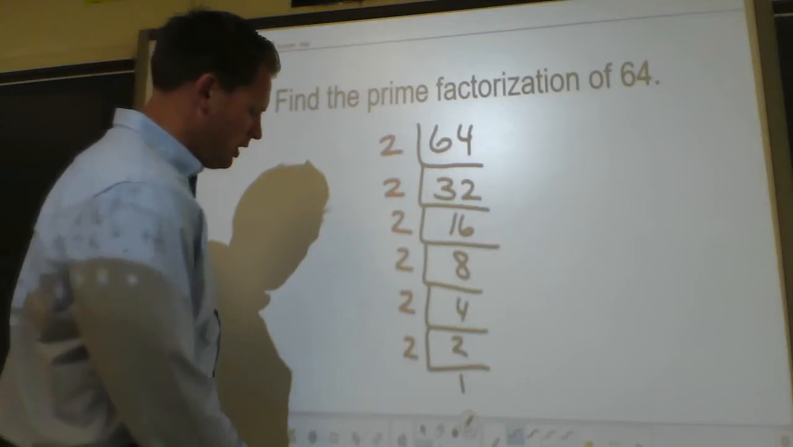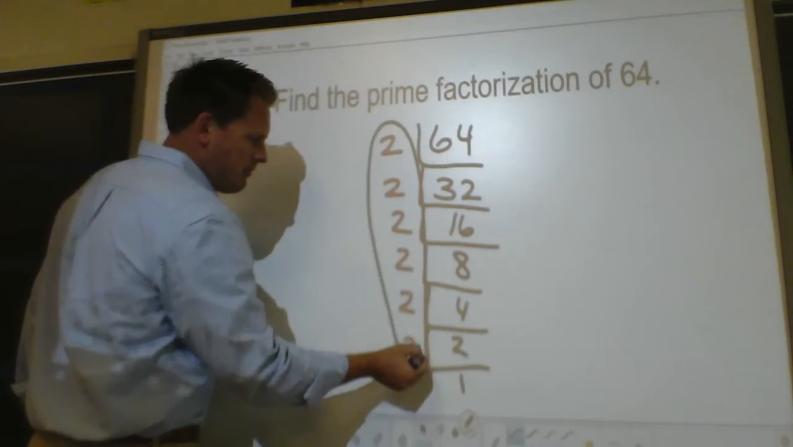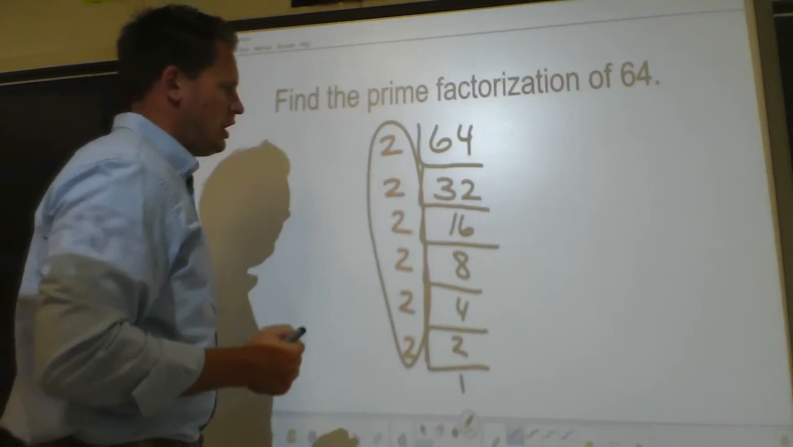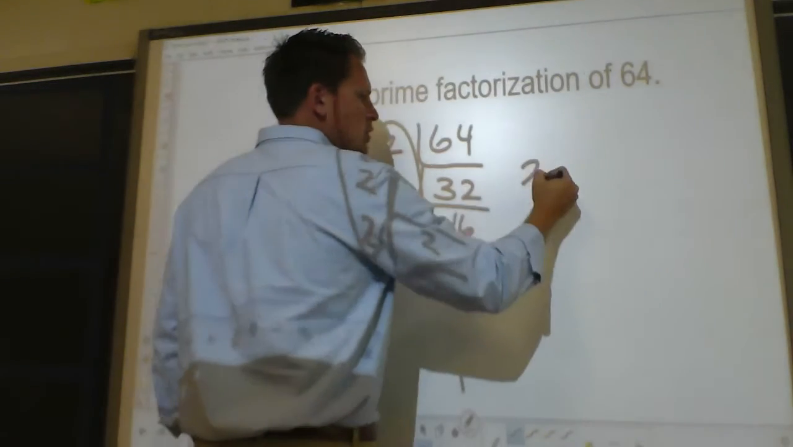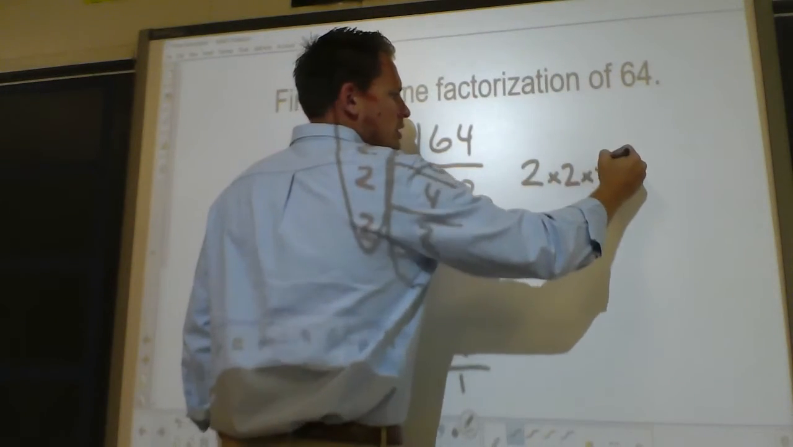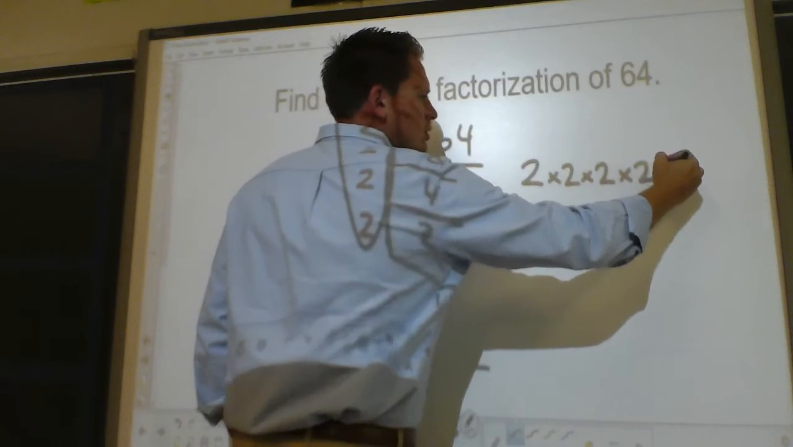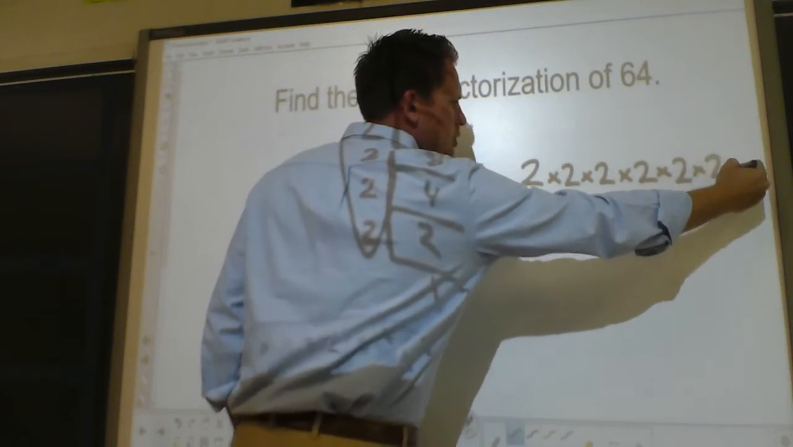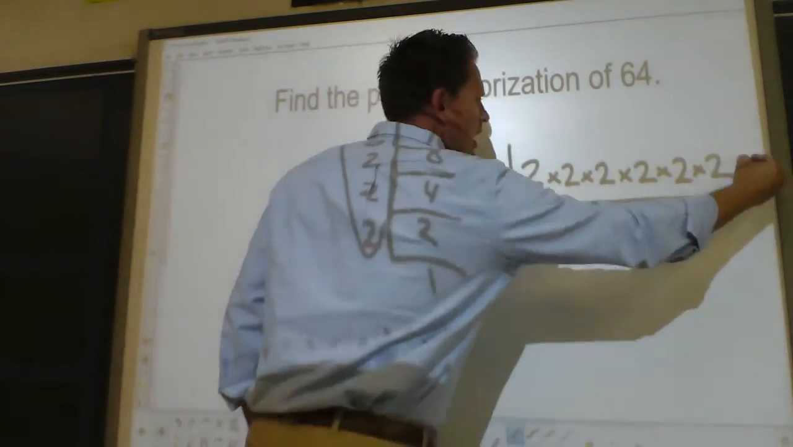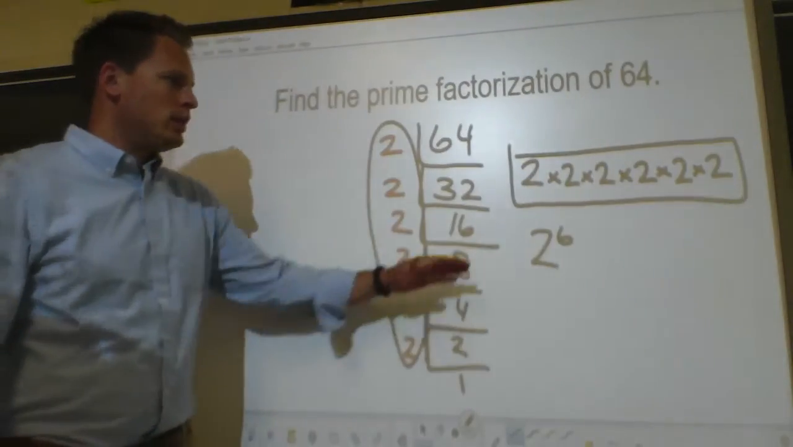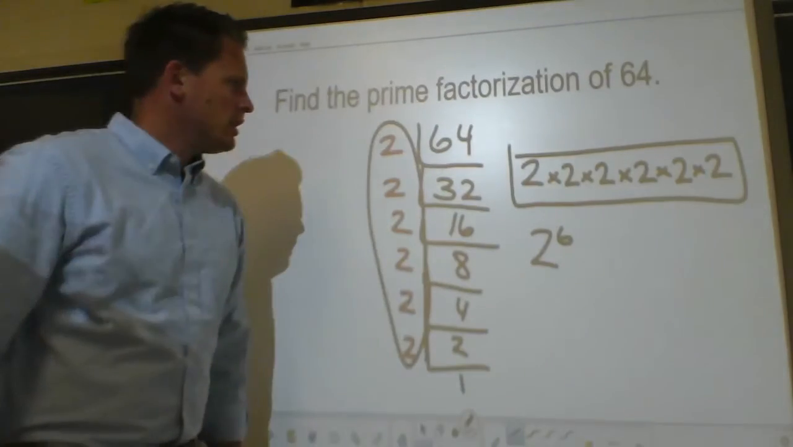I now need to put all my prime factors into a factorization. 1, 2, 3, 4, 5, 6. So it's 2 times 2 times 2 times 2 times 2 times 2. Or 2 to the 6th power, but again, get me here. Notice I didn't need to worry about order because they're all the same number.